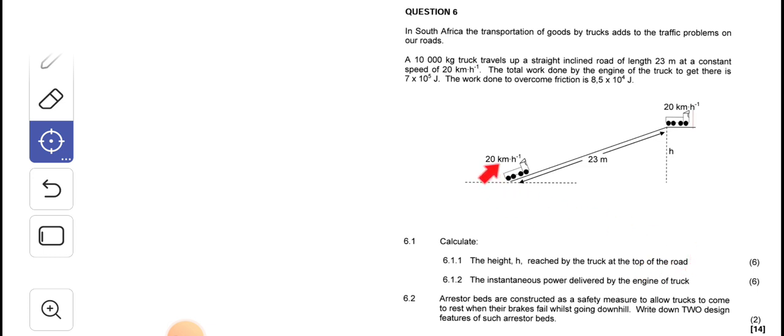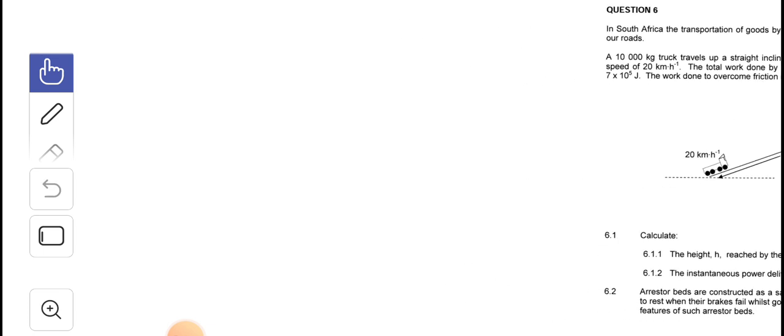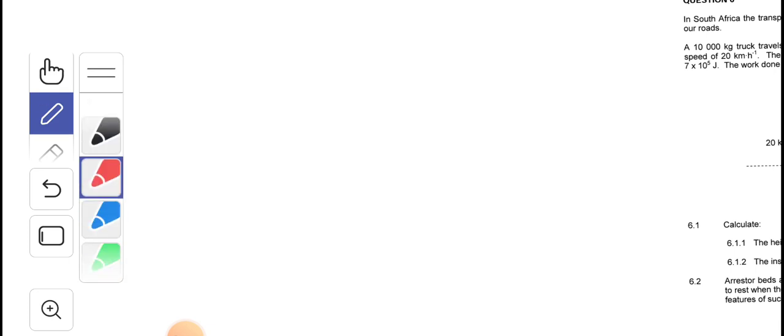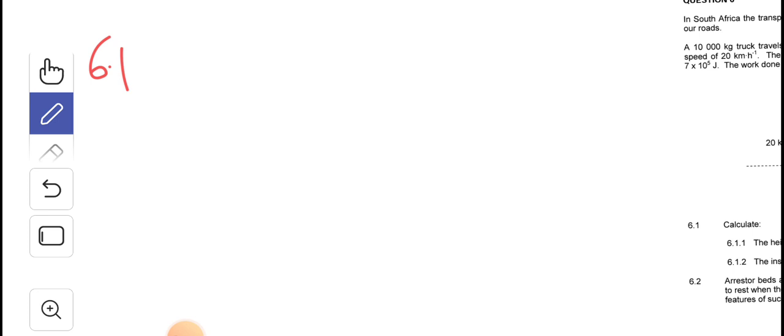Here's the truck traveling at a constant speed of 20 kilometers per hour as it goes uphill. To do this question, we need to calculate the height h. So I'm going to move this a little bit to the side. We're doing 6.1.